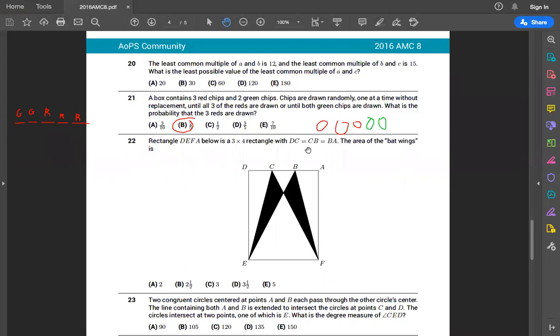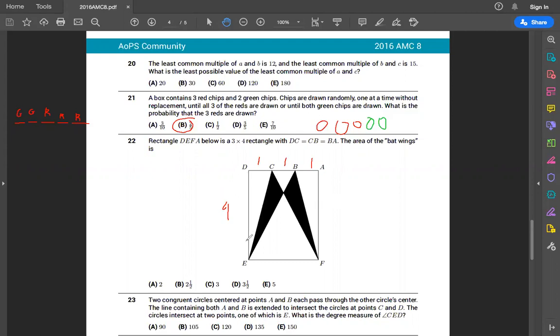All right, question 22. We have a rectangle DEFA. It's 3 by 4 with DC equals CB equals BA. We want the area of the bat wings, which is this shaded area. So we'll use DA as 3 because it's a little bit easier, and just because the diagram seems to support that. We're told that DC equals CB equals BA, so each side is 1, and the height is 4.